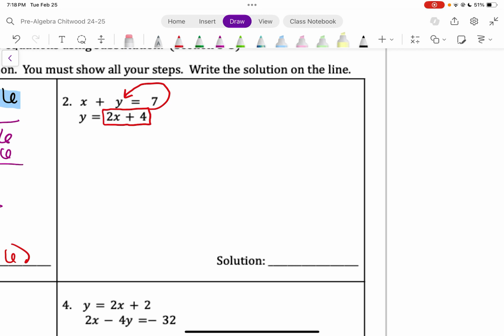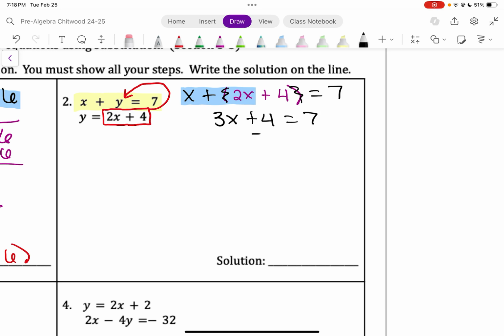So now I am going to rewrite this equation, but instead of y, I'm going to write what we substituted it for. So I have x plus, then in parentheses, 2x plus 4 equals 7. Then I can just drop those parentheses. X plus 2x, those are like terms. That will give me 3x plus 4 equals 7.